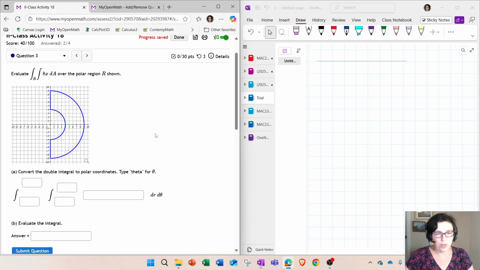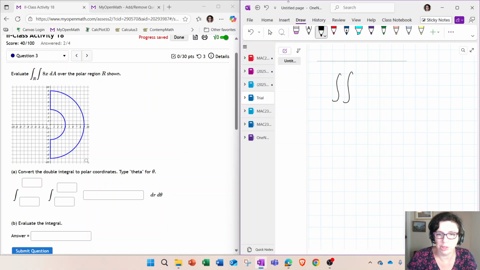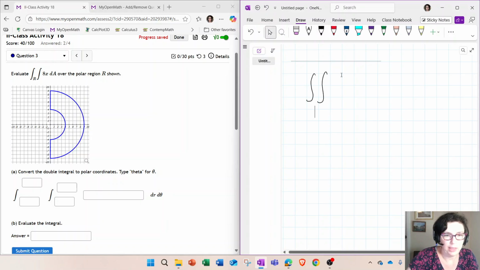Okay, in this video, we are going to talk about how to convert from rectangular to polar coordinates and how to compute double integrals. All right, and this is what's called a polar rectangle. Okay, so let me explain how to set up the limits of integration.